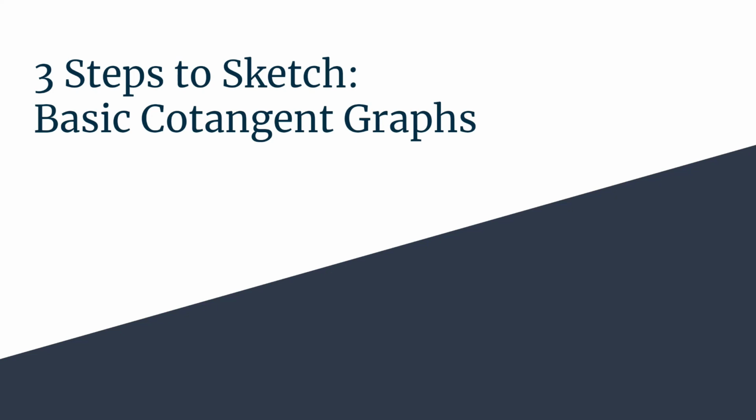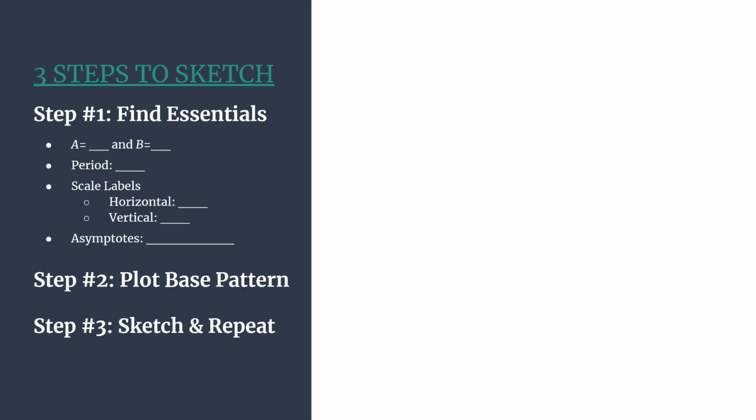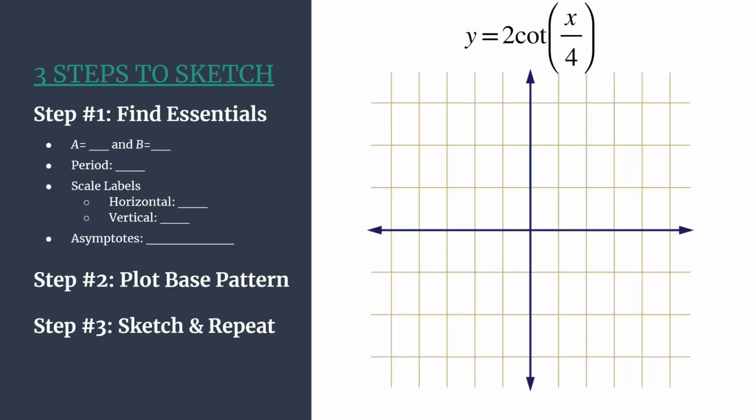In this 3 steps to sketch, we're going to graph a basic cotangent graph, y equals 2 cotangent of x over 4. So let's jump right in. Here's our outline and our grid. Brief overview of the steps.